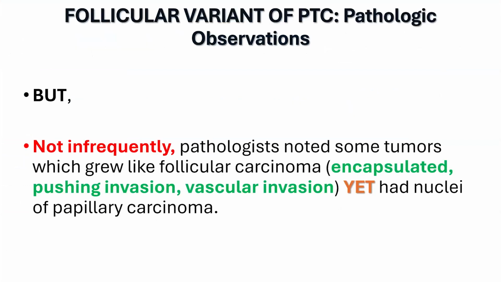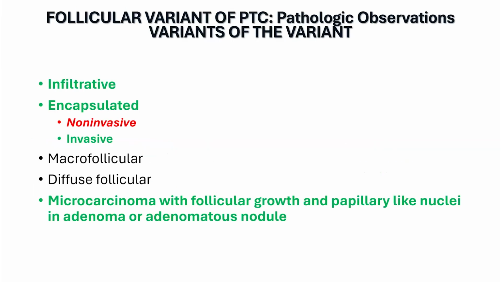But infrequently, pathologists also noted that some tumors which grew like follicular carcinoma, encapsulated, with pushing invasion and vascular invasion, yet had nuclear features of papillary carcinoma. And then we started to subclassify these tumors. We looked at tumors which were encapsulated, that means they were non-invasive, and then they were invasive.